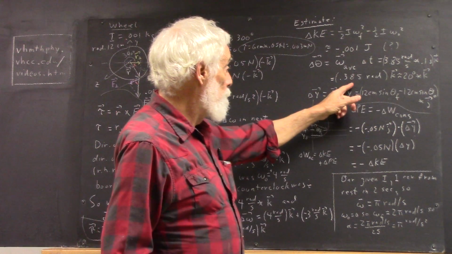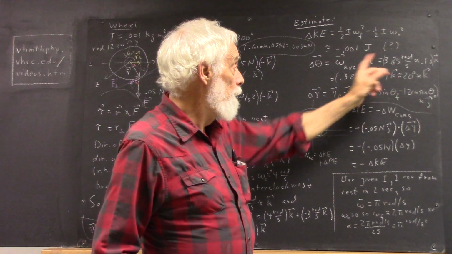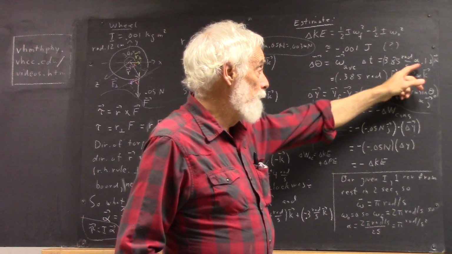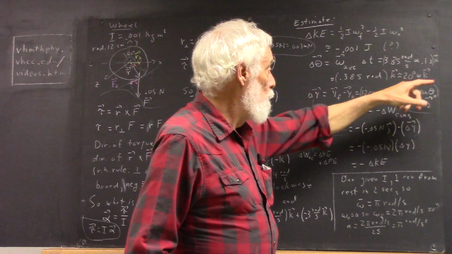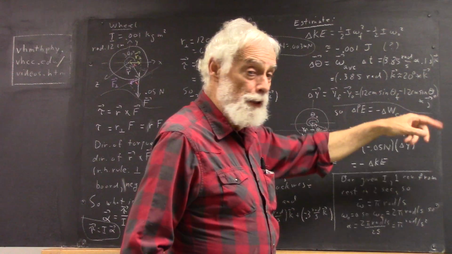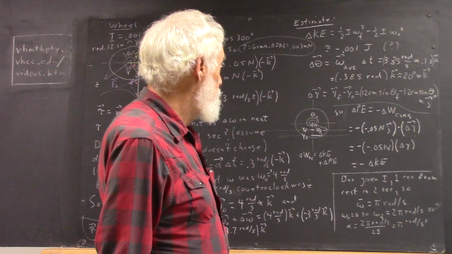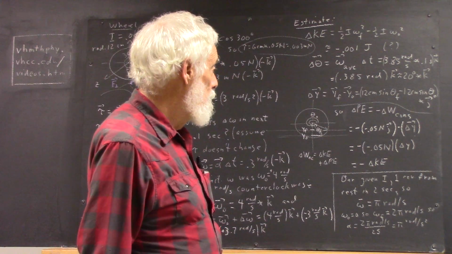So anyhow, you get 0.385 radians per second for your average omega, multiplied by delta t, and that's times k, multiplied by the 0.1 second, gives you this, which is about 20 degrees times k. So that angle's going to change by about 20 degrees. Then what?